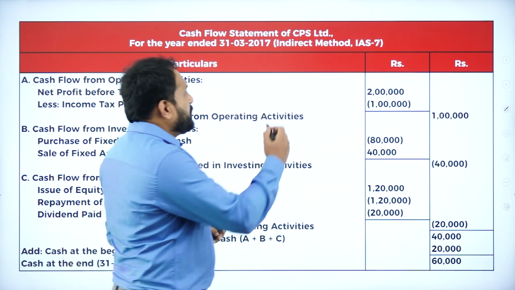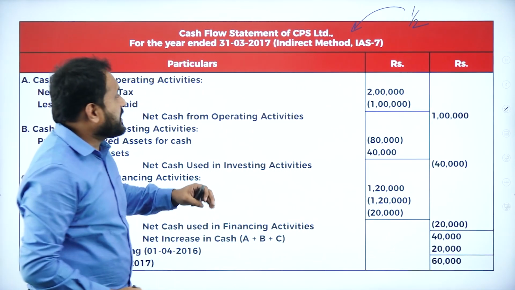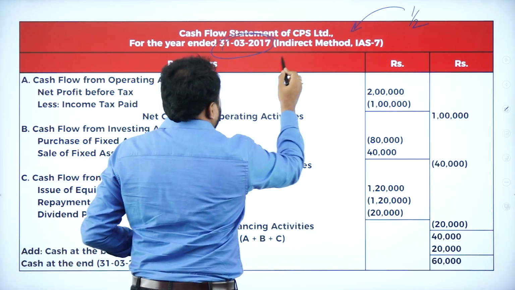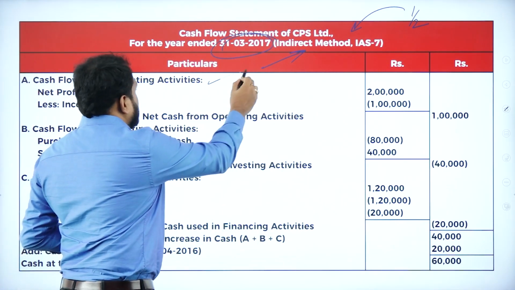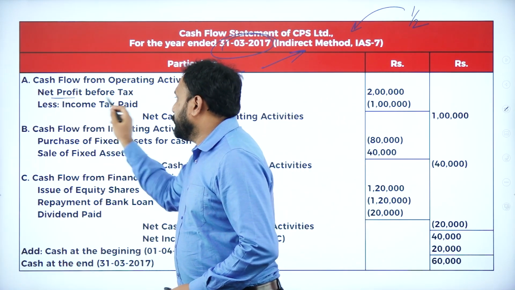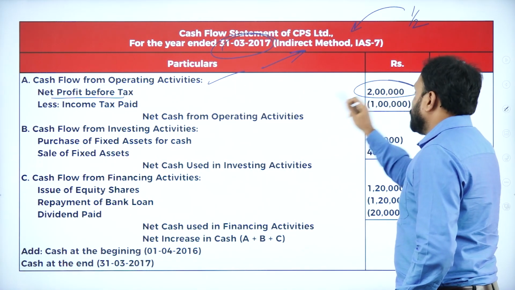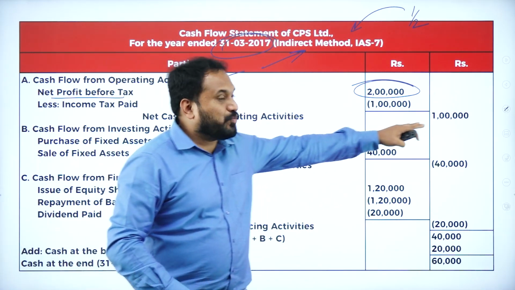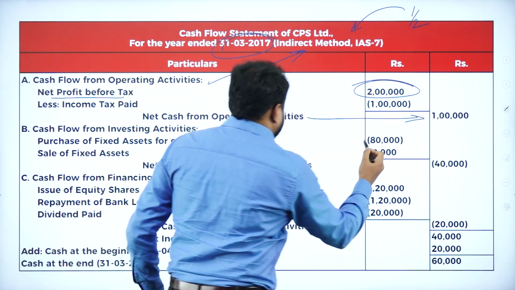Again, here also in indirect, if you write this, you get half a mark. That is cash flow statement of CPS Limited for the year ended 31/3, and write indirect method. So what is the first one here? When we go with the operating, it's a very simple one. Net profit before tax less income tax paid. Net profit before tax is how much? 2 lakh. Now you are supposed to pay the tax. 2 lakh minus 1 lakh is how much? Your 1 lakh. So this is your operating.